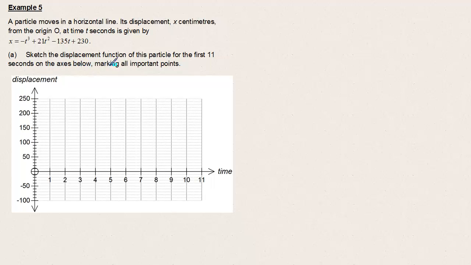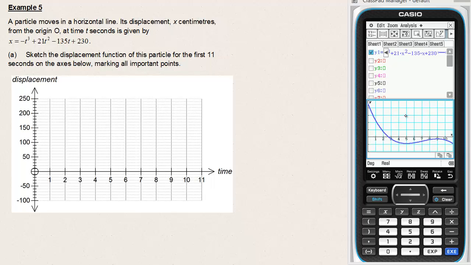Sketch the displacement function of this particle for the first 11 seconds on the axes below, marking all important points. So I've plotted the graph here using the same sort of scales. And what I want to do is get the key features. The first one would be the y-intercept, but that's easy to find without the calculator. It's just going to be at 230. So that's just going to be here.